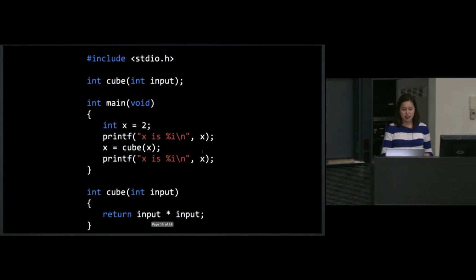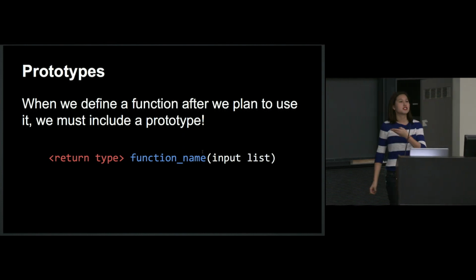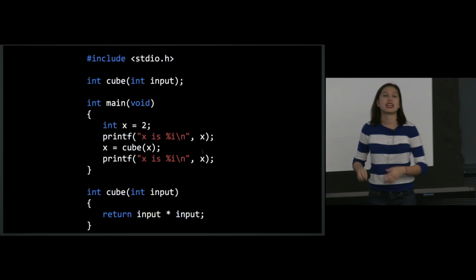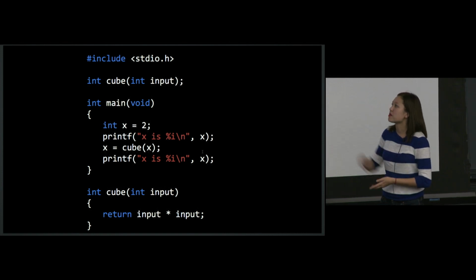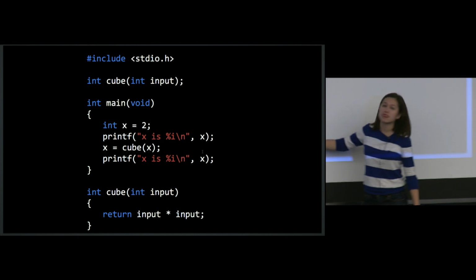So the way we do it is just your return type, your function name, and your input list. It's basically the first line of your function declaration. It's really all it is. But this is just a general kind of format. So in our example here, which you guys should have seen in section at some point, we have some int cube that takes some int of input. And we have our main function, which calls cube. And cube is defined after the fact.